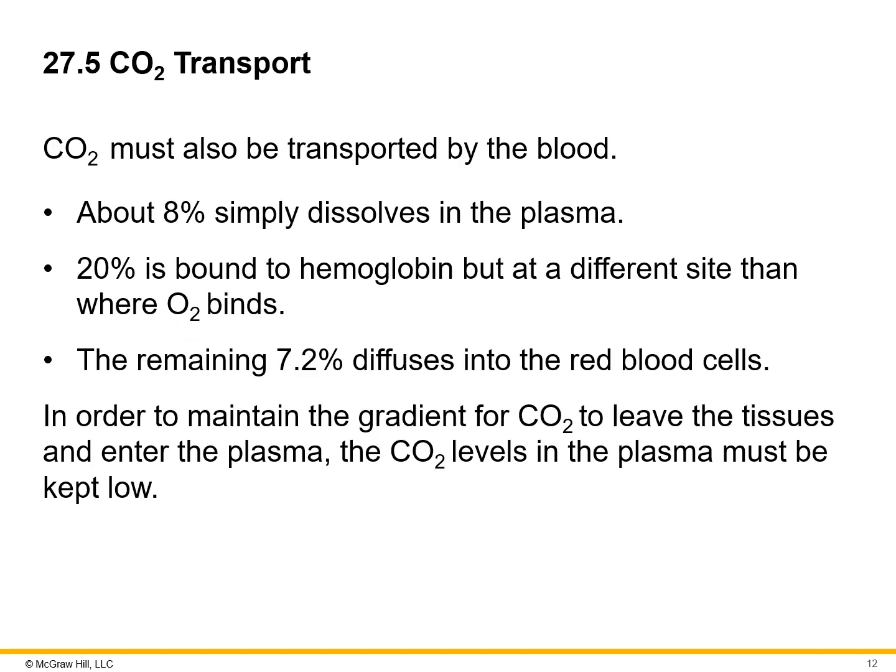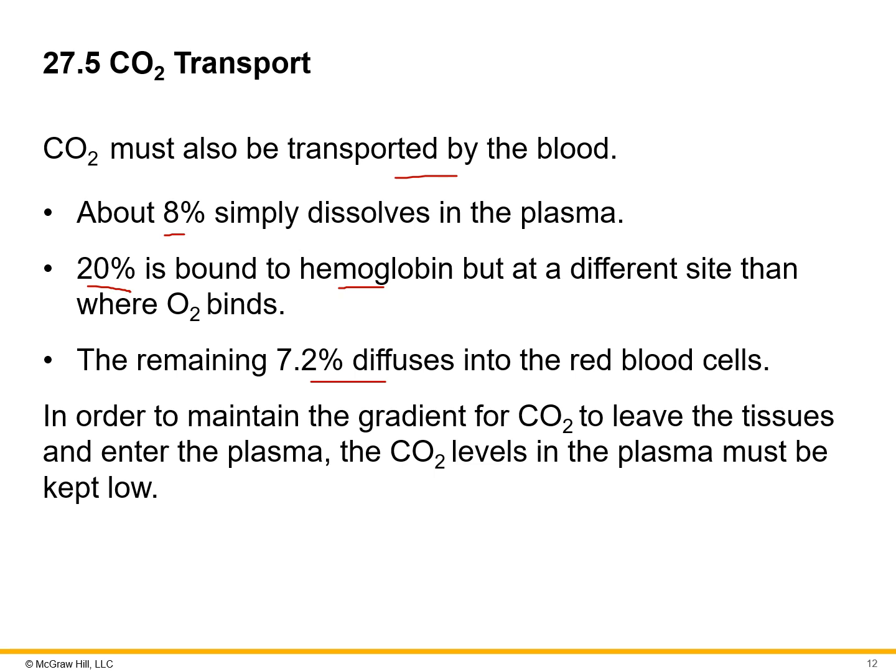So then the carbon dioxide transport, again, it also is transported in the blood. About 8% dissolves in the plasma. Some of it attaches to the hemoglobin. So again, in the presence of carbon dioxide, hemoglobin dumps off its oxygen, picks up some of the carbon dioxide where the oxygen remained, and then some of it is going to diffuse into our red blood cells.